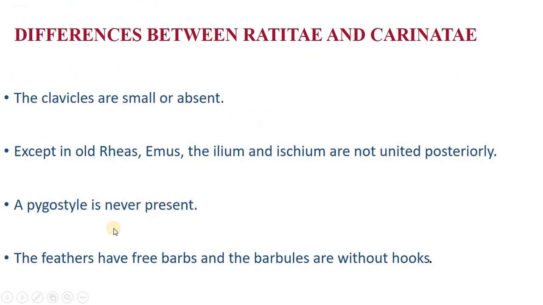Further, the differences: the clavicles are small or absent. Now, these birds are very big in size. Unlike the Carinatae, where the birds are small in size, here in the Ratitae the birds are comparatively very big in size.